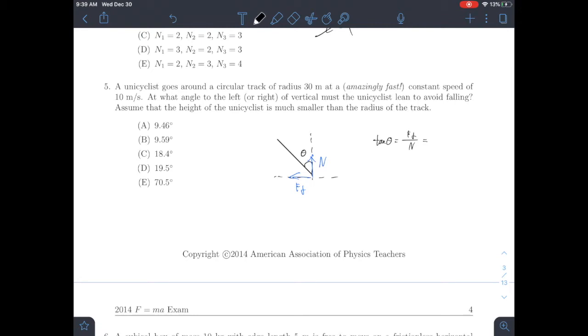The friction force is equal to the centripetal force, which is m v squared over r, over mg. The m cancels out. We plug into a calculator, and we have v squared over r times g. Let's calculate this. It's equal to 1 over 3. So what is the inverse tangent of 1 over 3? It is equal to 18.4 degrees. So the answer is C.